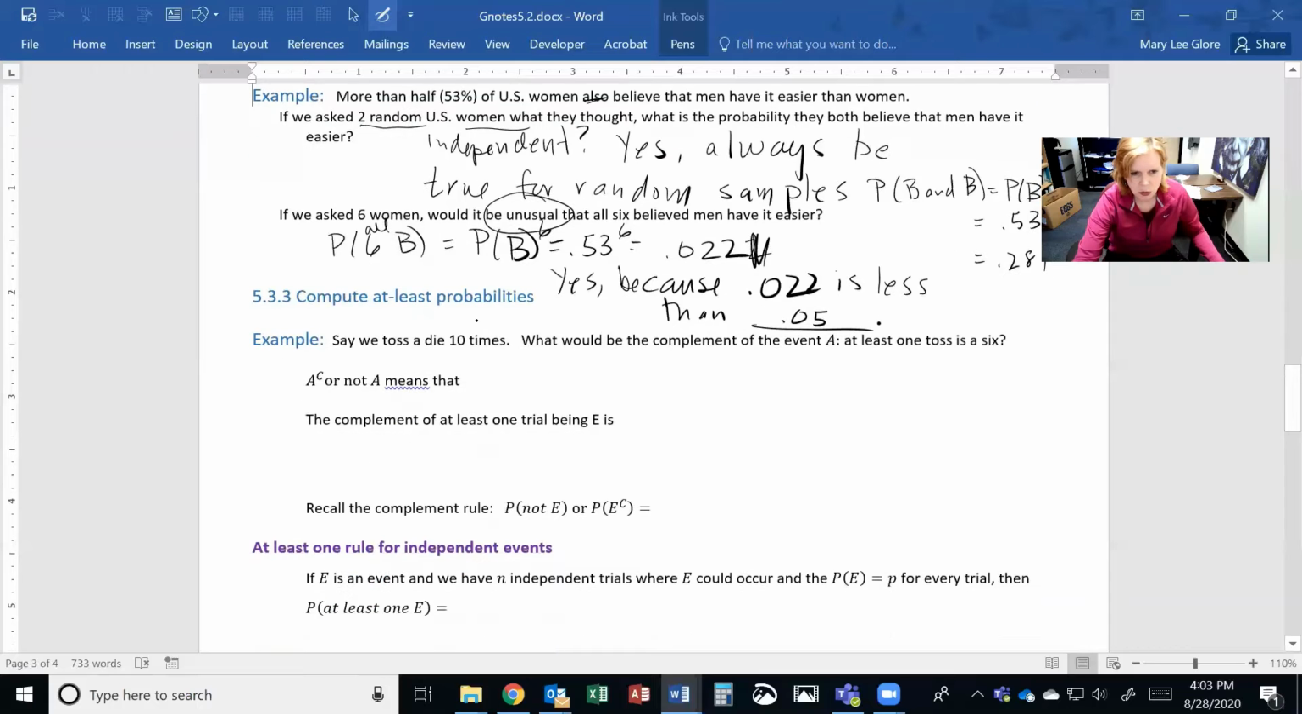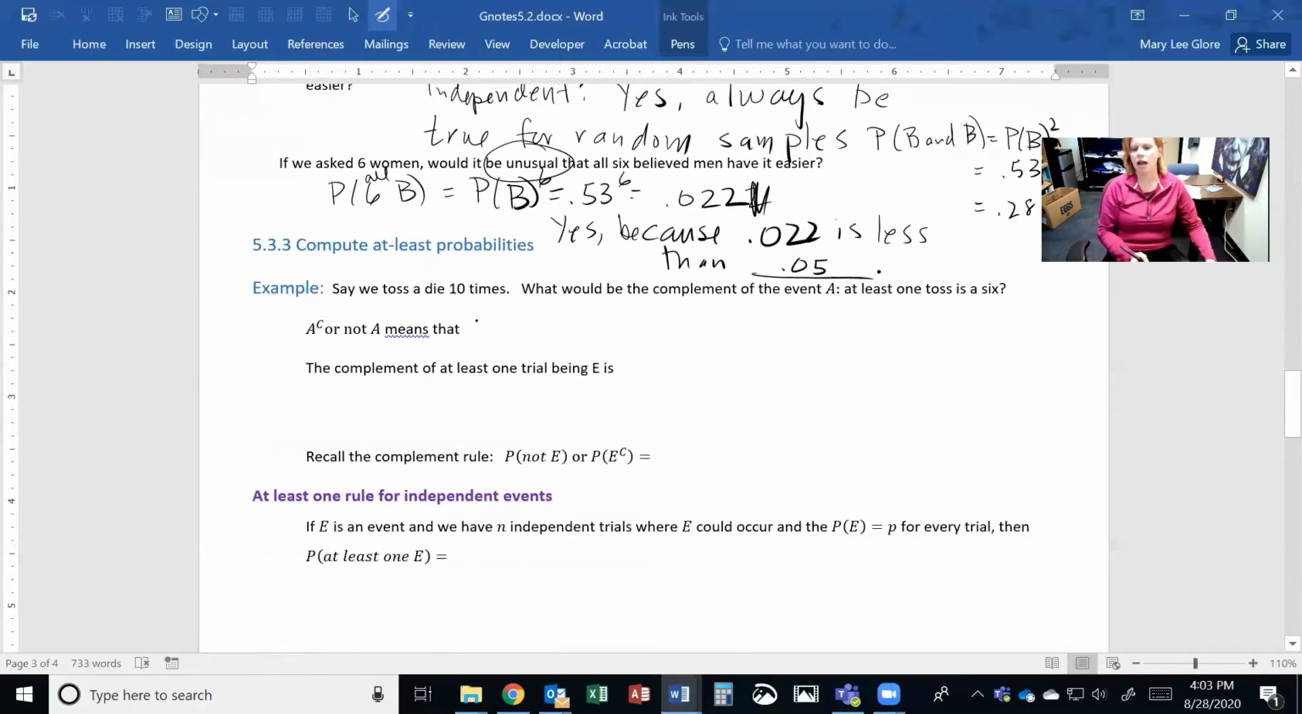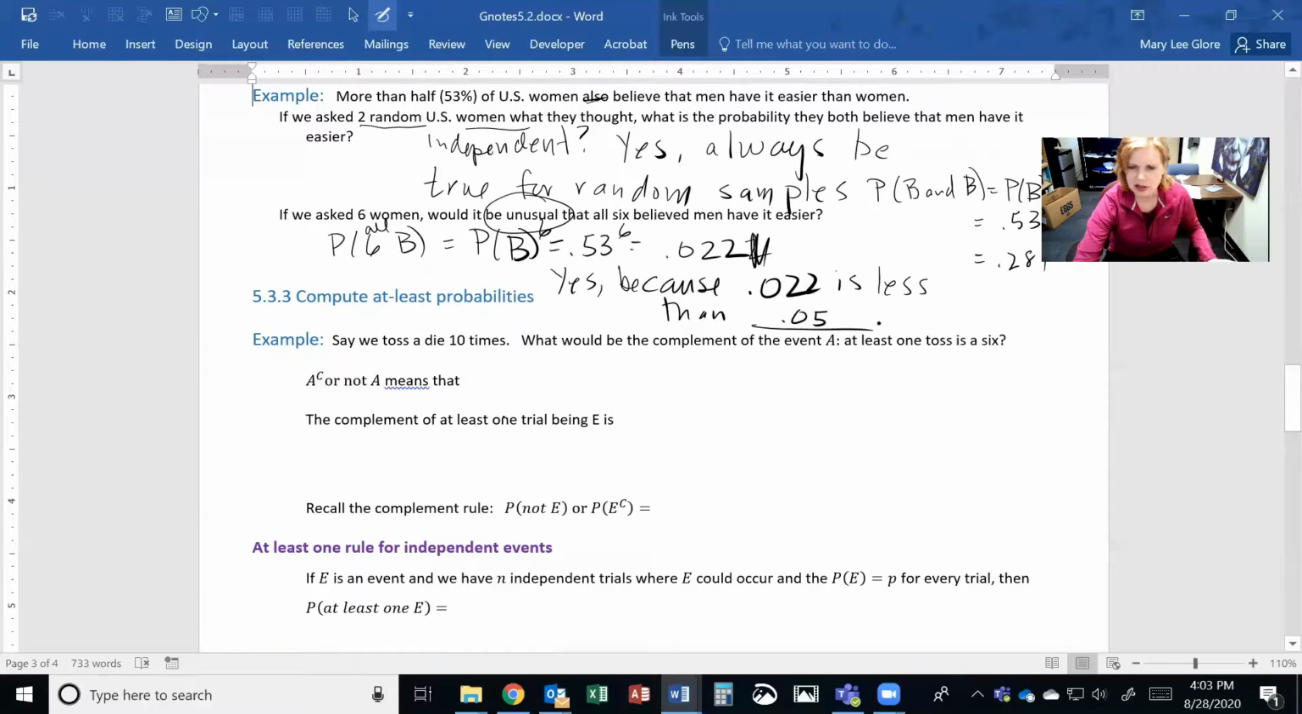Now we're going to talk about one particular type of probability that occurs. All right. So let's look at our example. Say we toss a die 10 times. What would be the complement of the event A, at least one toss is a 6?